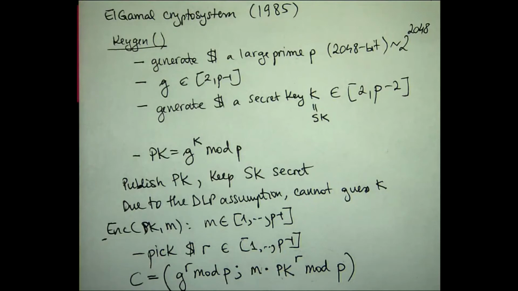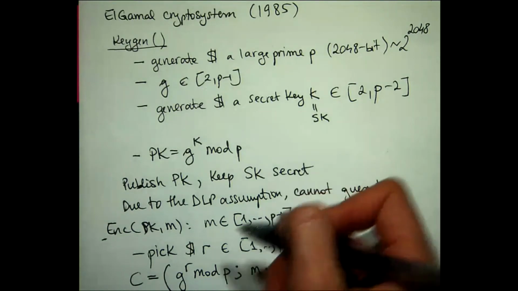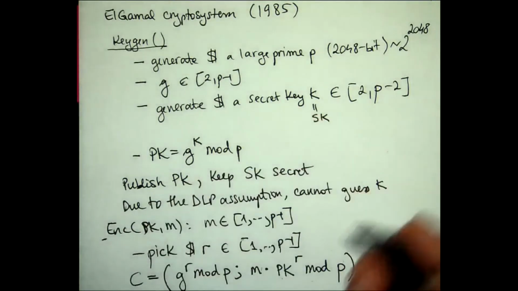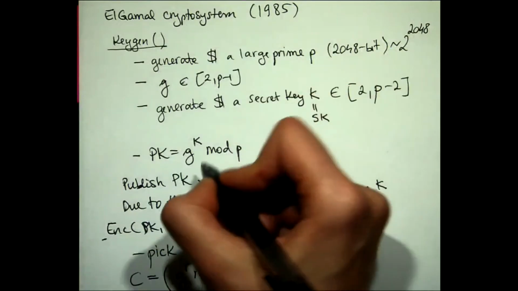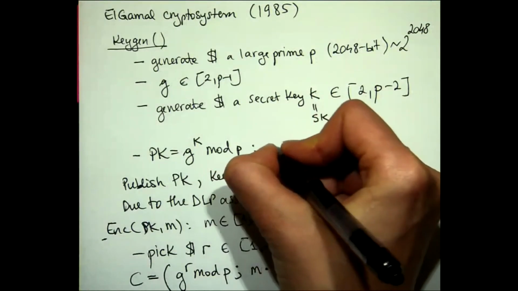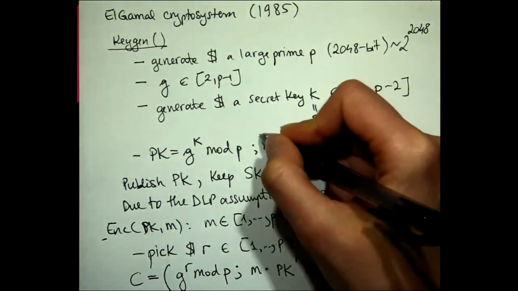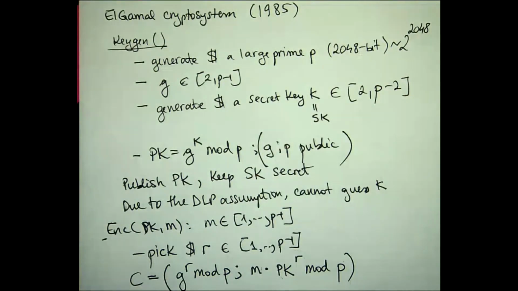Any question? Yeah, question. That's a great point. Yes, G and P can be public. Thank you. So we can put them as part of the public key. So you can assume that G and P are public. And they're public because they'll help us with the decryption, which we'll see in a moment. We need them for decryption. And of course, we need them for encryption as well.